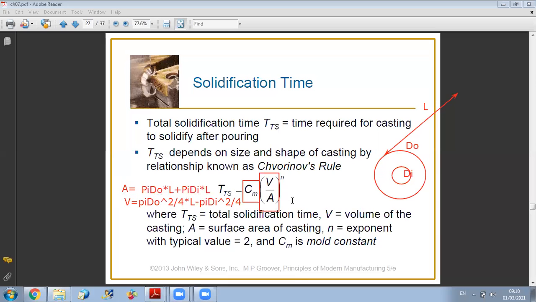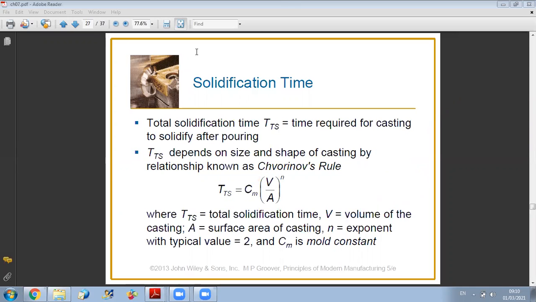So you can see that the solidification time is a function of the mold properties and the geometrical properties of your final pattern. We can say that in this case, the value of n is determined experimentally, and in general, the typical value of n is 2, and the mold constant will be given as a function of the mold type used.